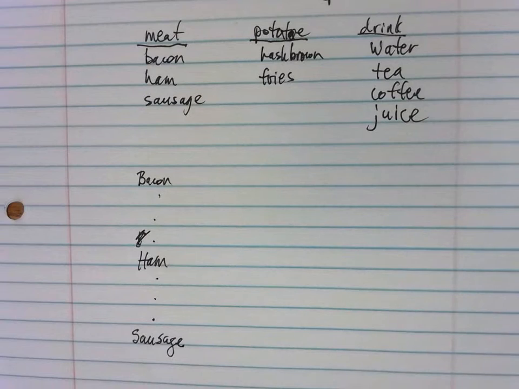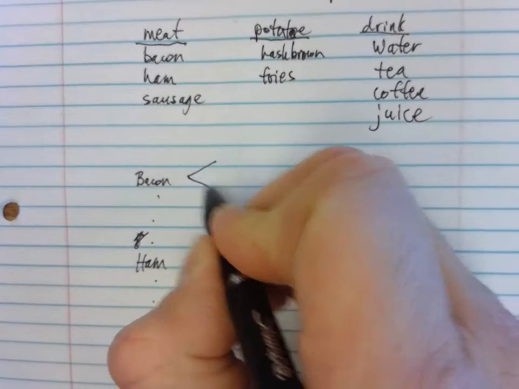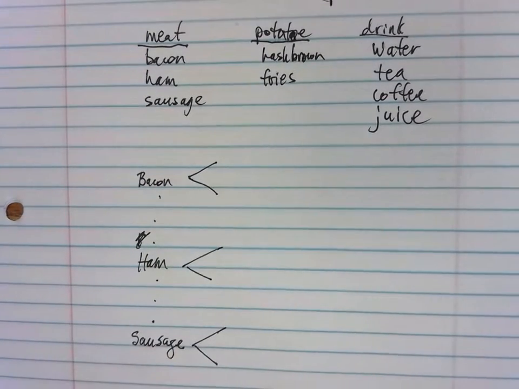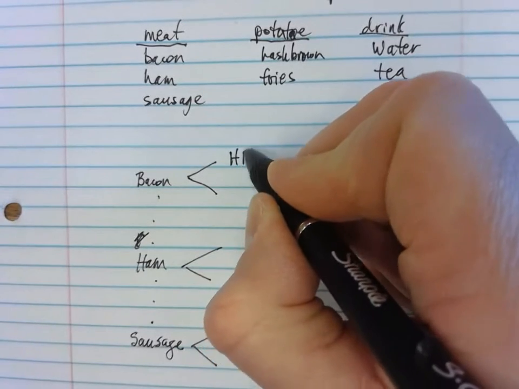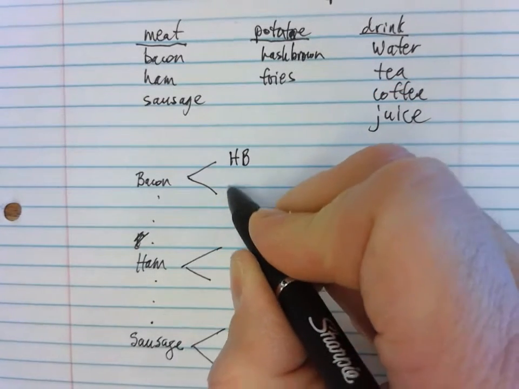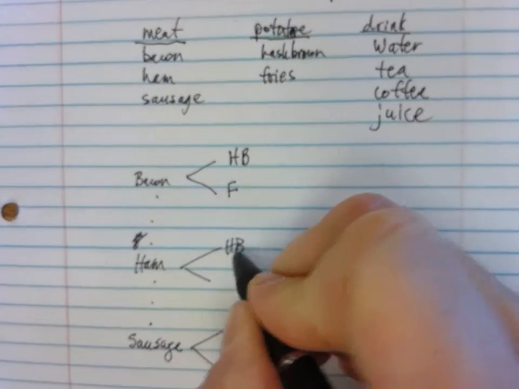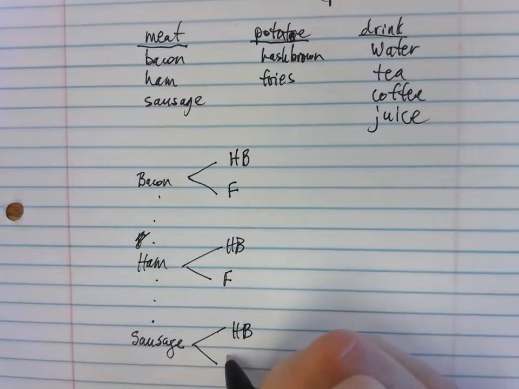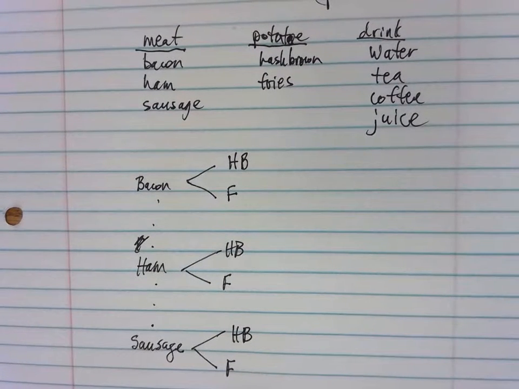All right. Now I'm going to come off that with 2 little branches. Okay, 2 branches, 2 branches, 2 branches. Okay, so here I've got hash brown. I'm just going to put HB for hash brown. I'm going to try to make it simpler for you. And F for fries. Okay. Hash brown, fries. Hash brown, fries. Okay? Now, if you want to write the words out, you're totally fine with that. I mean, I'm good with that, but we'll just go with H, B, and F.